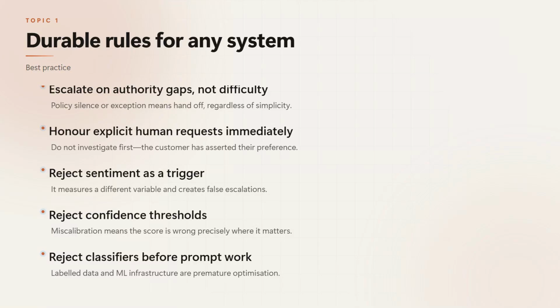Reject sentiment as a trigger because it measures a different variable entirely. An angry customer often has a straightforward problem, and escalating on sentiment creates false escalations that waste human time. Reject confidence thresholds because the agent is already confidently wrong on the hard cases. Thresholding a miscalibrated score changes nothing. Reject trained classifiers before you have tried prompt engineering, because they demand labeled data and ML infrastructure that are premature when explicit criteria in the prompt can solve the problem.